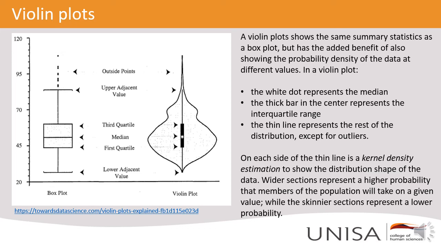On each side of the thin line is a kernel density estimation to show the distribution shape of the data. Wider sections represent a higher probability that members of the population will take on a given value, while the skinnier sections represent a lower probability.